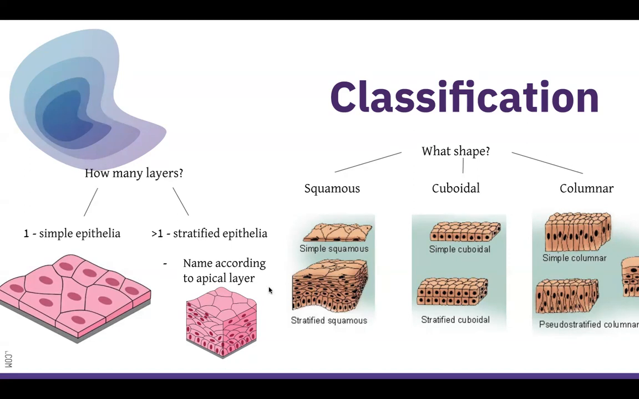So you may be asking, if it's stratified, if there are multiple layers, then which shape is it named? Because maybe the top layer is squamous, but as you go down, it looks more cuboidal. Well, you're going to name according to the apical, which is the surface, the top layer.